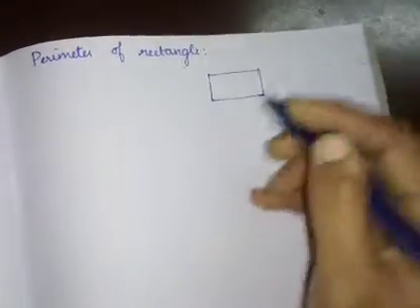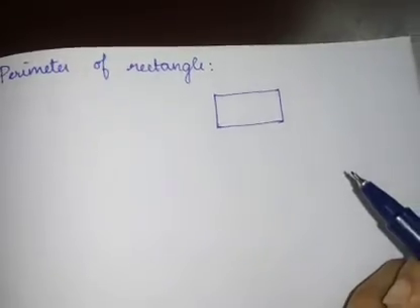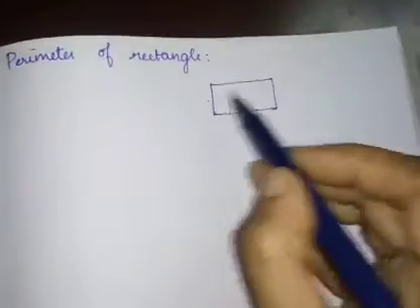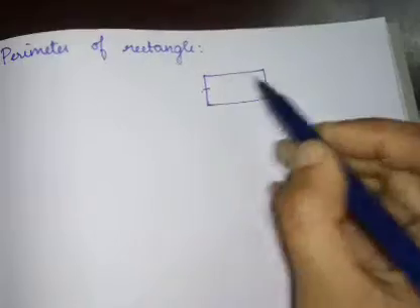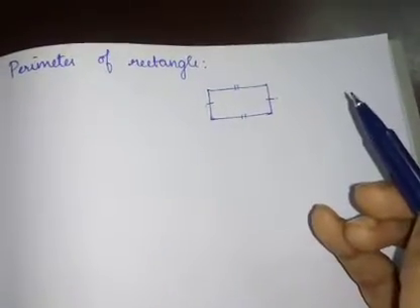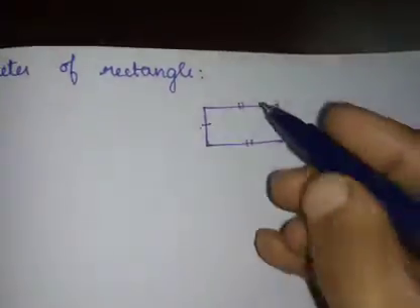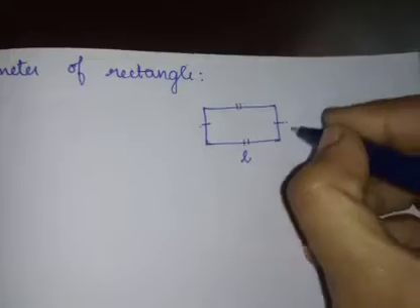A rectangle will be like this, where opposite sides will be equal. Correct? Rectangle shape, how will it be? Opposite sides will be equal. This side and this side will be equal, and this side and this side will be equal. Okay, so which one will you call the length? This one will be called the length, and this is your breadth.